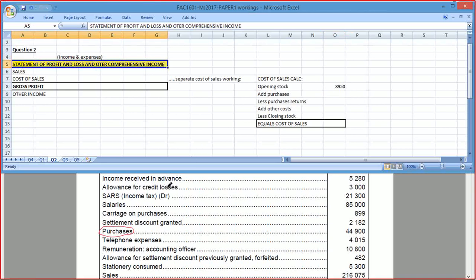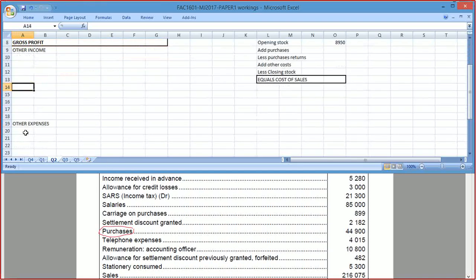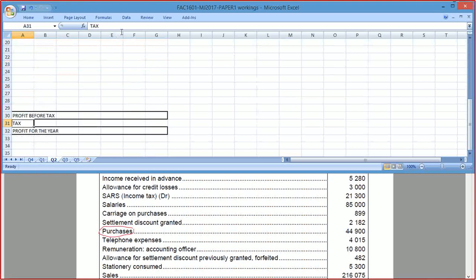Okay. Allowance for credit losses. Credit losses is a negative asset. Good. SARS income tax with a debit. What is that? It's being deducted. If it's a debit, is it an asset, a liability, an income, expense, capital, drawings? It's expense. Yes. So that must go here. There it is. Tax, open brackets, 21,300. There's an easy mark.